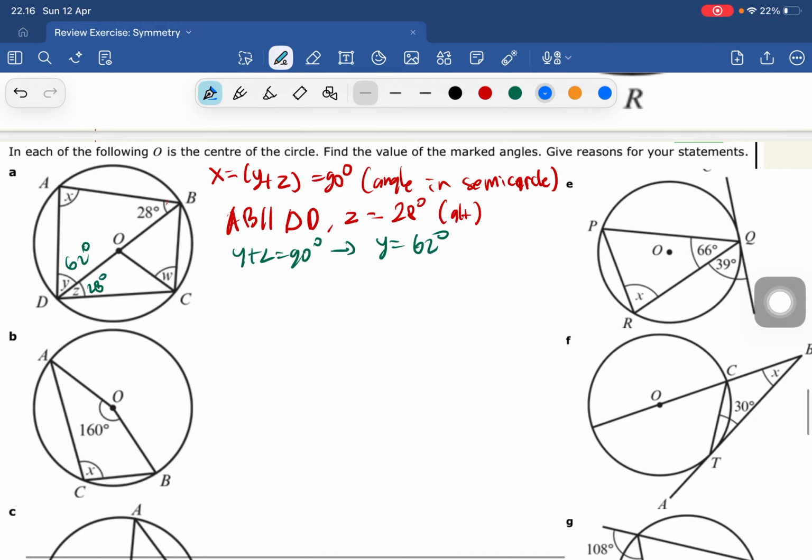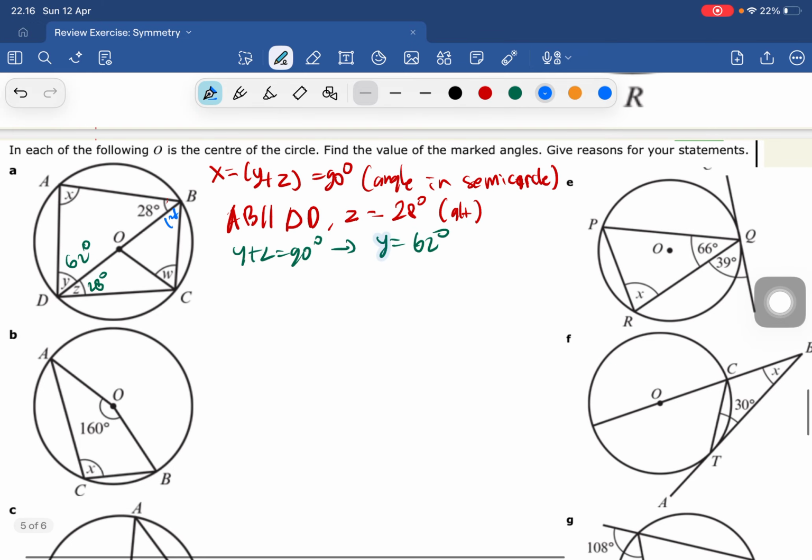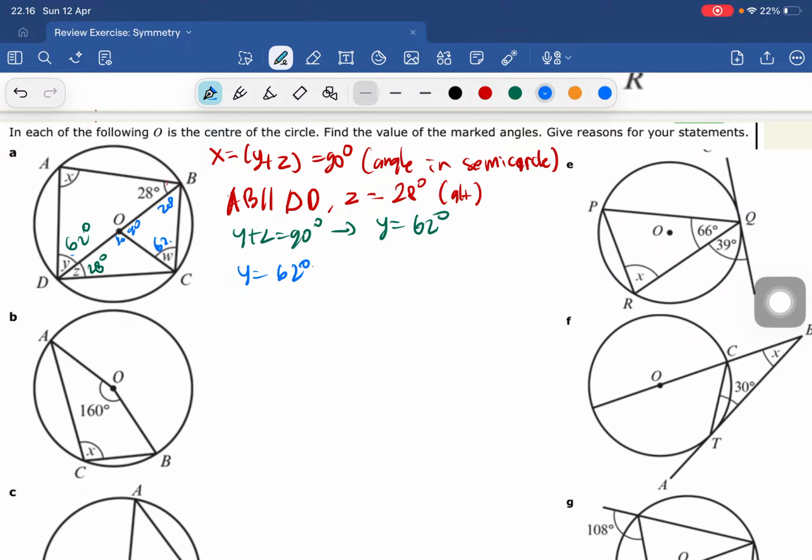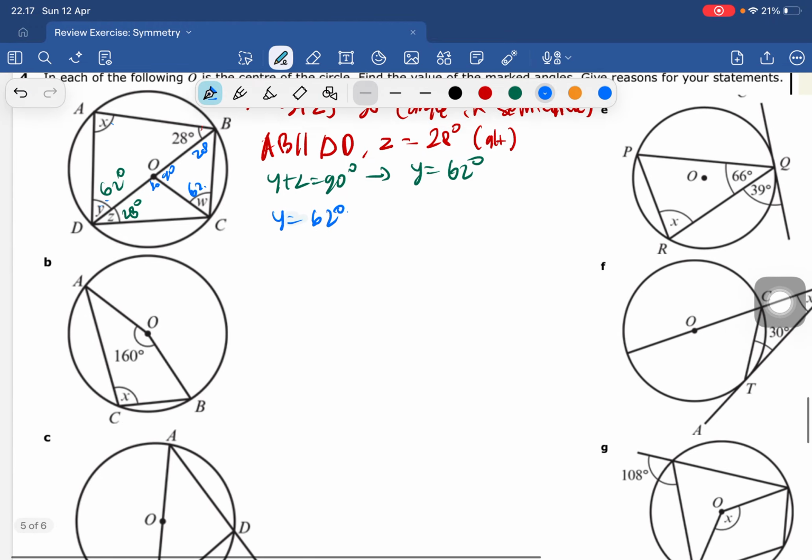Okay, if this is 28, so here is isosceles. So 28. So let's make it, this is W. It's base angle isosceles. Okay, triangle 62, also 62. So it's 28, also 62, and it's gonna be 90. And then the last Y also gonna be 62 also, because angle in the triangle X, Y, and 28. Next for B.